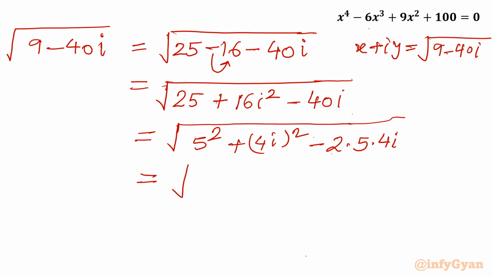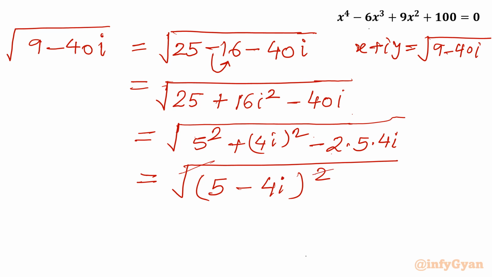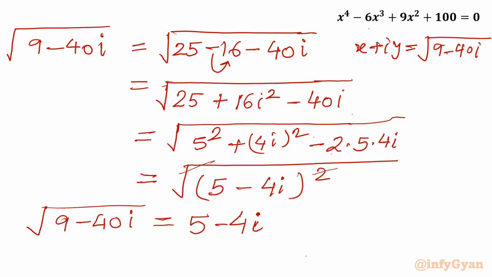So I can write in that place square root of a square plus b square minus 2ab. So (a minus b) whole square. (5 minus 4i) whole square. Now square root and square term we can cancel. So ultimately we can write 5 minus 4i. So square root of 9 minus 40i is 5 minus 4i.